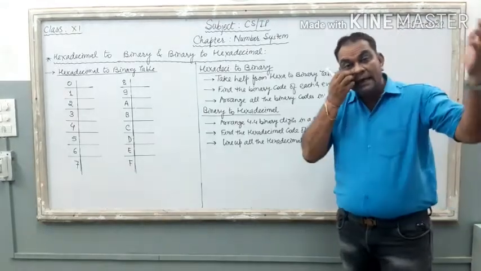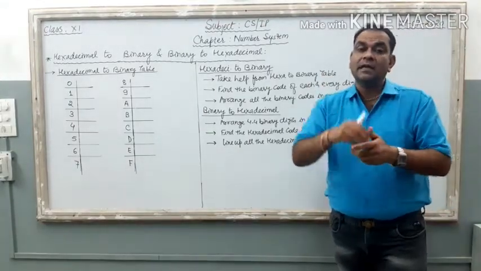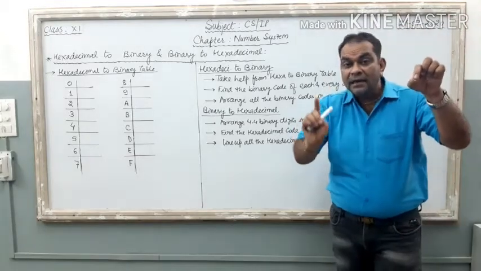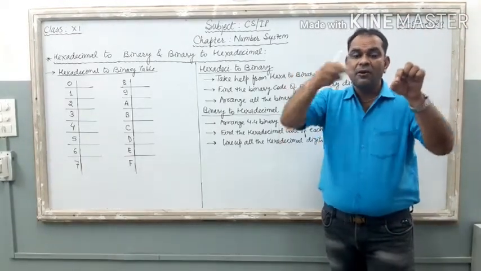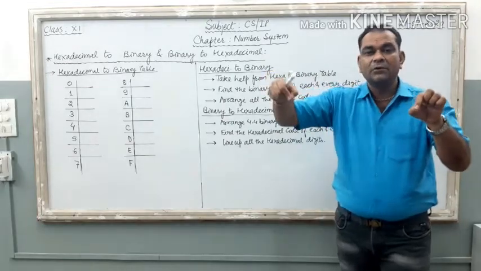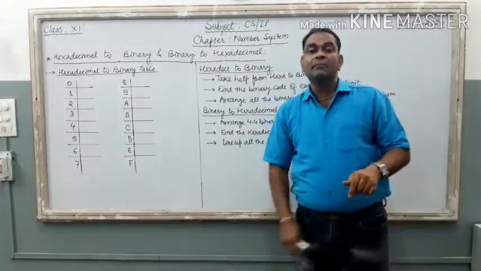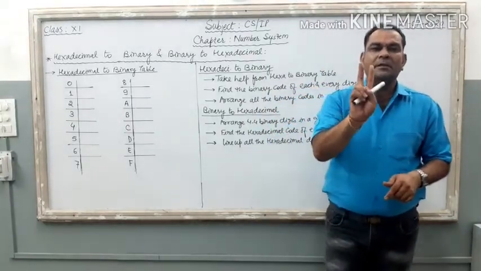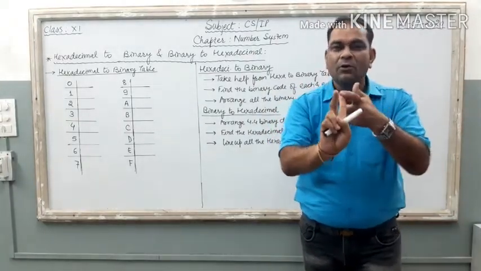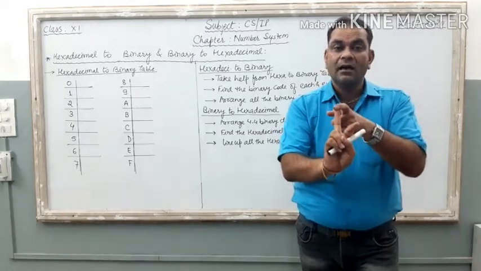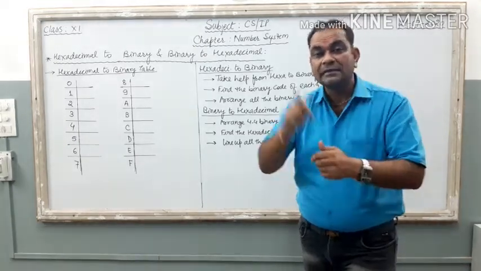hexadecimal means there are 16 fundamental values in a hexadecimal number system. It starts from 0 and ends at capital F. Total 16 fundamental values are there in the hexadecimal number system, whereas in the binary number system only two possibilities are there. The first one is 0. 0 means off. The second one is 1. 1 means on. It is there in binary.